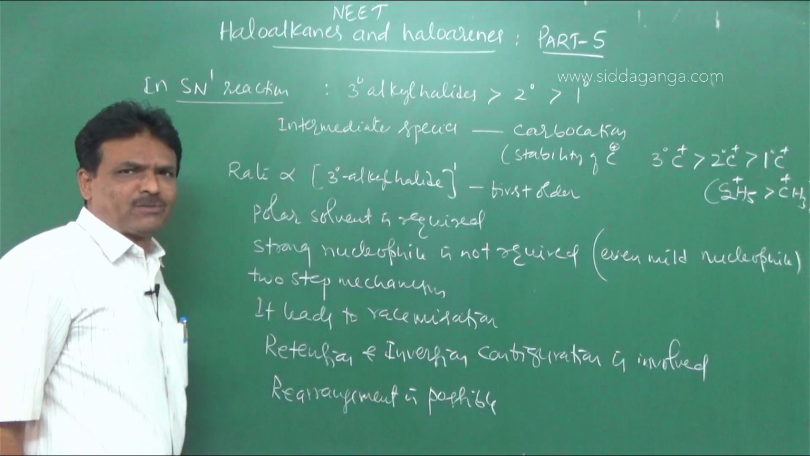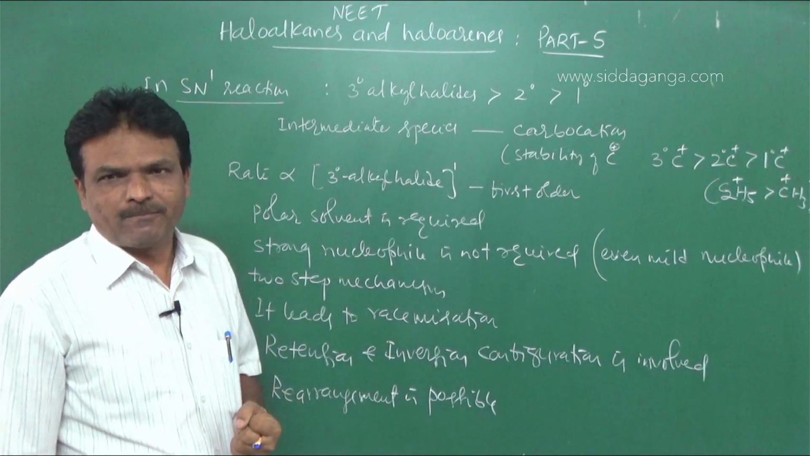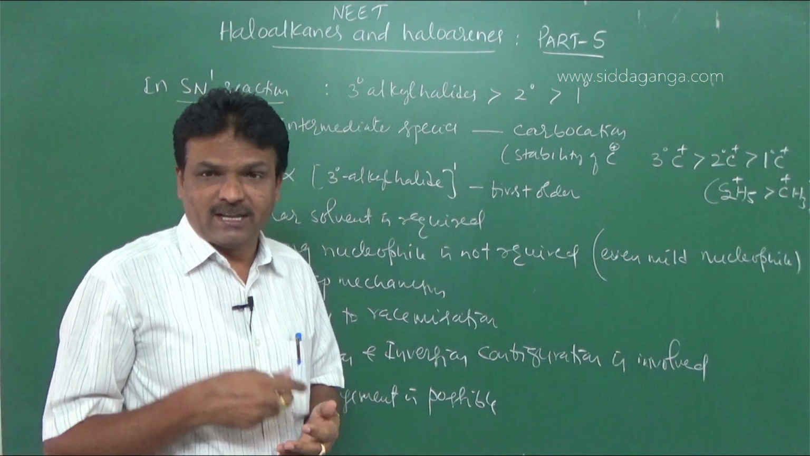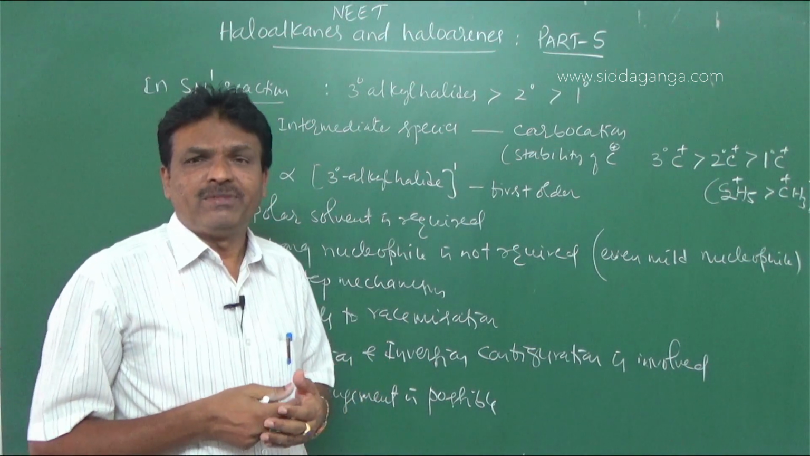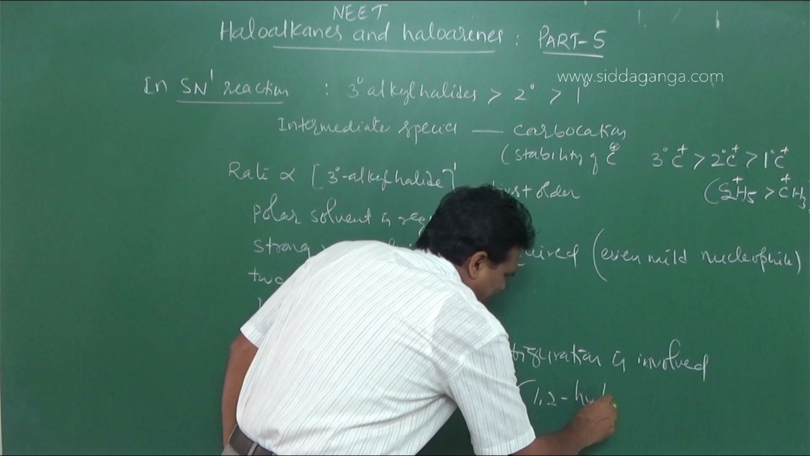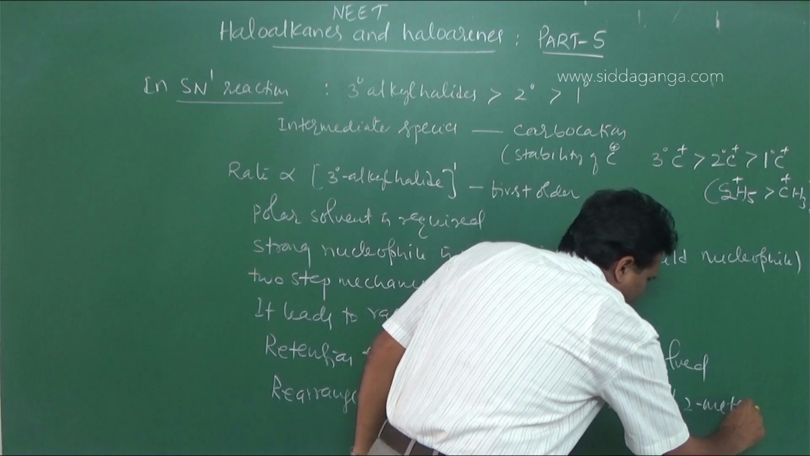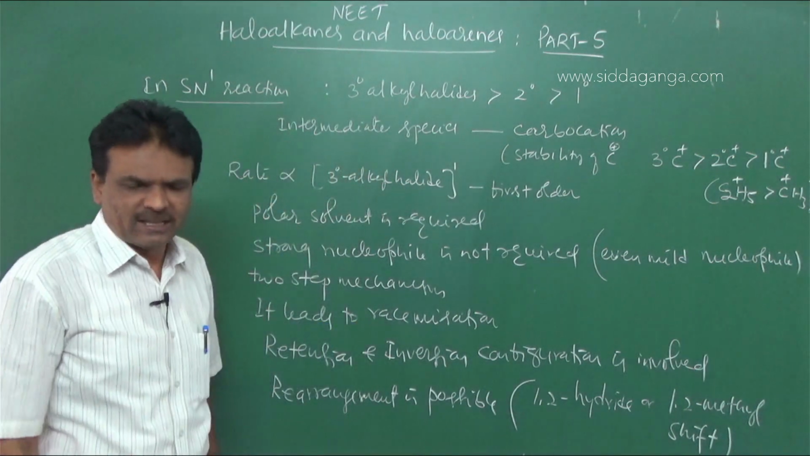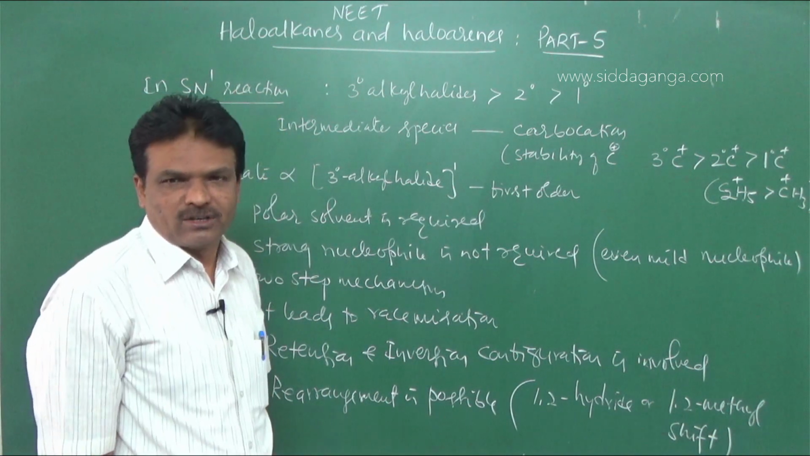So why is rearrangement possible? Suppose the intermediate species is a secondary carbocation, then it will try to attain a more stable intermediate carbocation. A tertiary carbocation is possible due to either a 1,2-hydride shift or a 1,2-methyl shift. 1,2-methyl shift takes place in case of SN1 reaction. Clear? So these are all the points included in SN1 reaction.